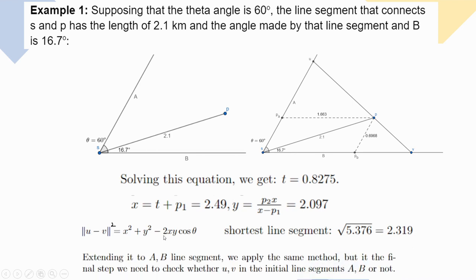So extending to AB as a finite line segment, we apply the same method, but in the end, we need to check whether U and V are in the initial line segment AB or not. So this is the end of our presentation. Thank you for listening.